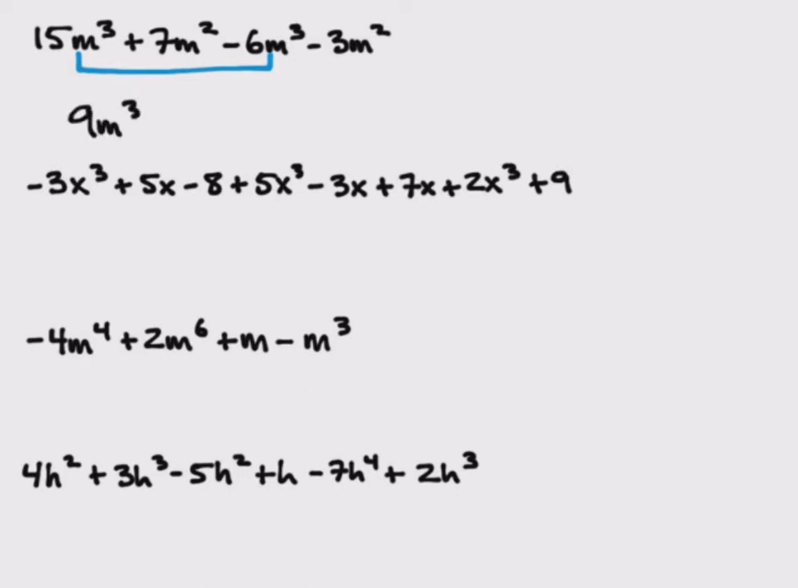We've also got a 7m squared and a negative 3m squared. And if we combine those, we get a 4m squared. And so this right here is the simplified version of that original polynomial after collecting like terms.